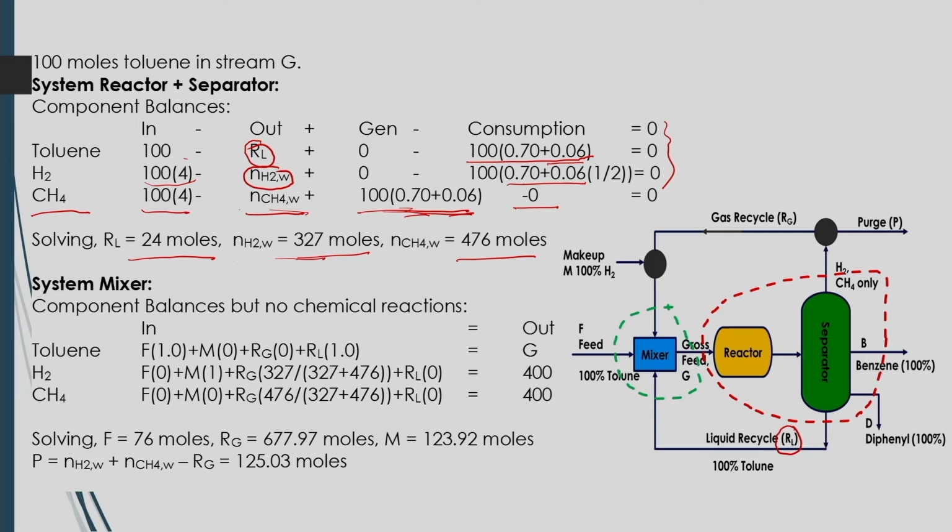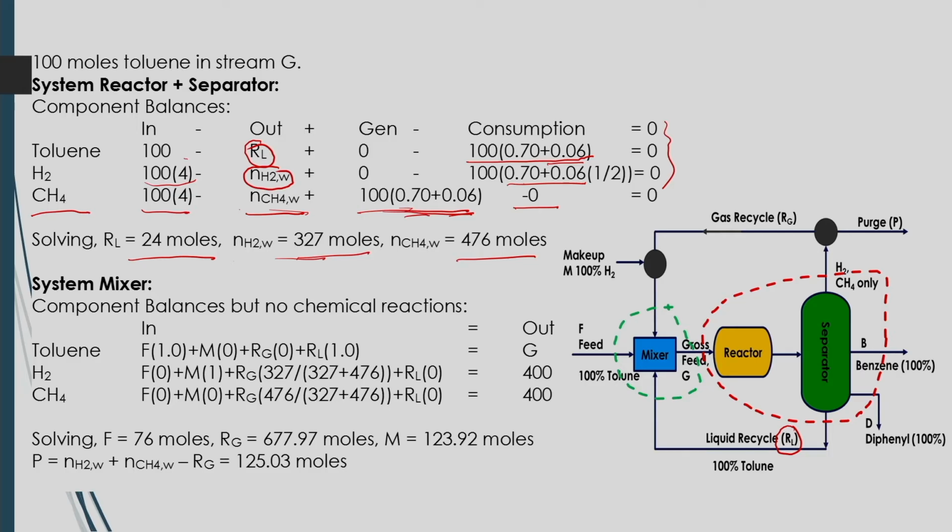Now, after that there will be other variables to be estimated based on the material balance, like the amount of feed in the mixer, which you do not know. So, based on the system of the mixer unit, we can also do the same component balances, but there will be no chemical reactions. So, accordingly, there the material balance equation is simply in equals out.